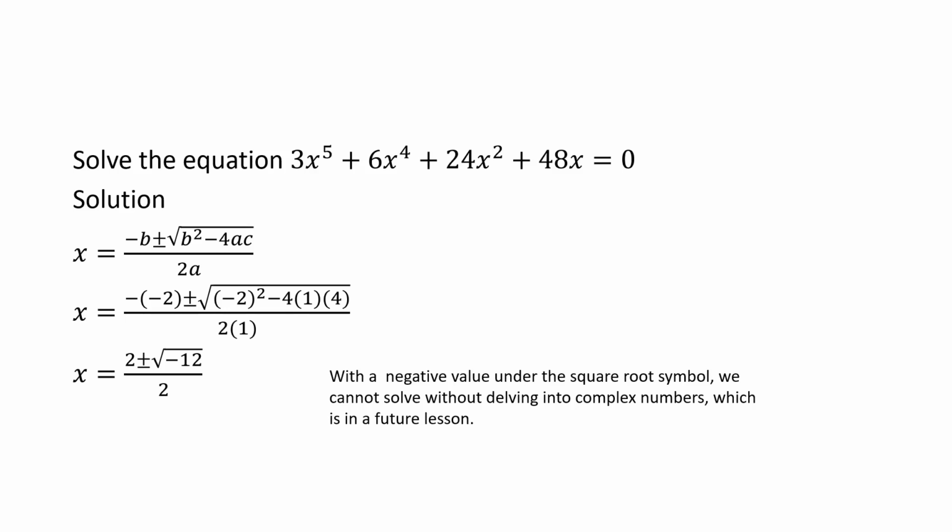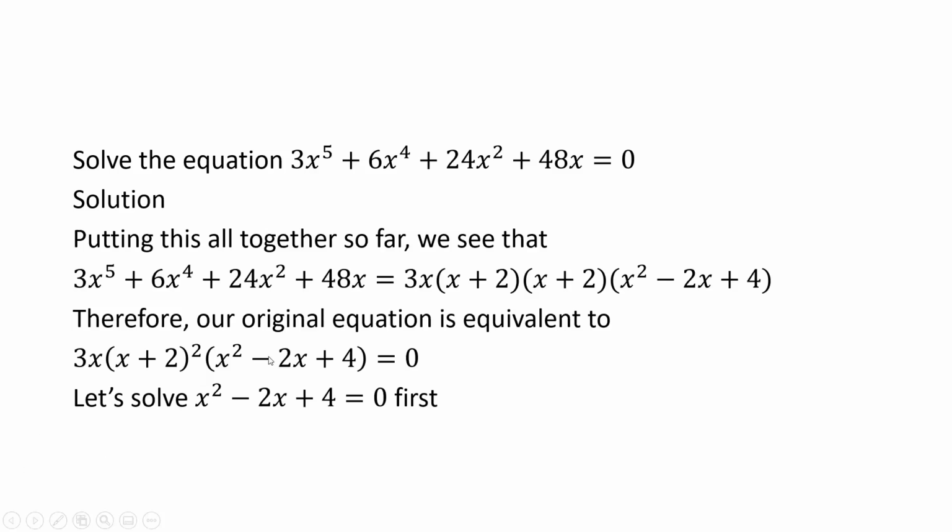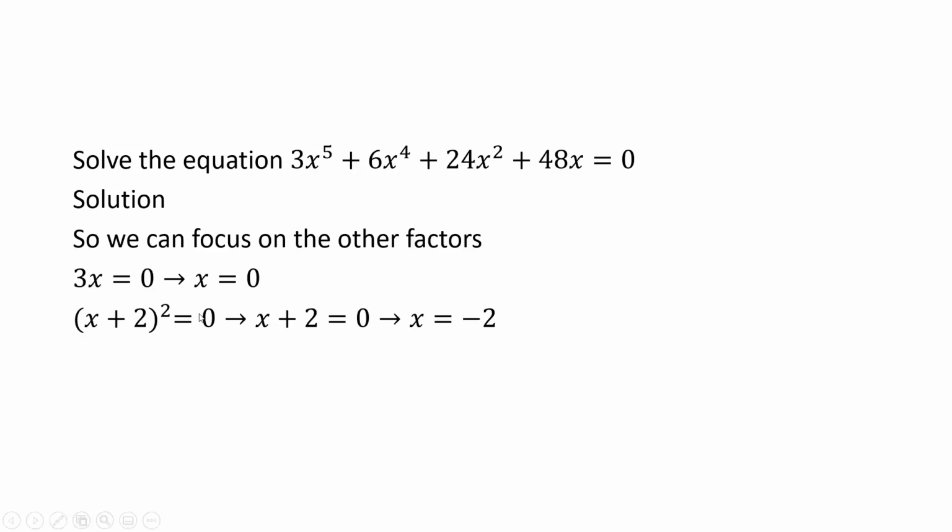And this question did not say x is an element of the complex number system, which means we can assume we're only dealing with real solutions. So that factor, this one right here, x squared minus 2x plus 4, does not provide us with any solutions. So we're going to have to focus on the other factors of 3x and x plus 2 quantity squared for our solutions to this question. So if 3x is equal to 0, x is 0. If x plus 2 quantity squared is equal to 0, x is -2. Those are our only solutions.